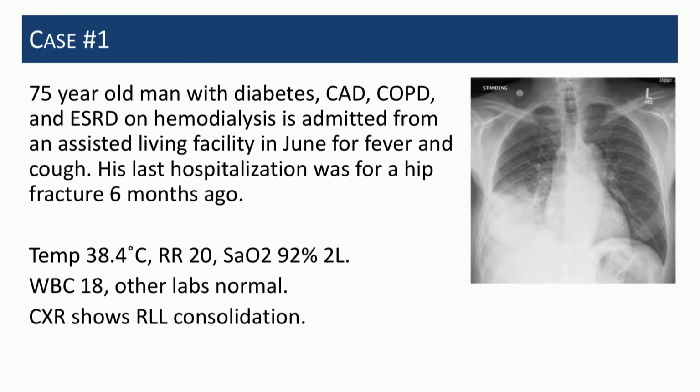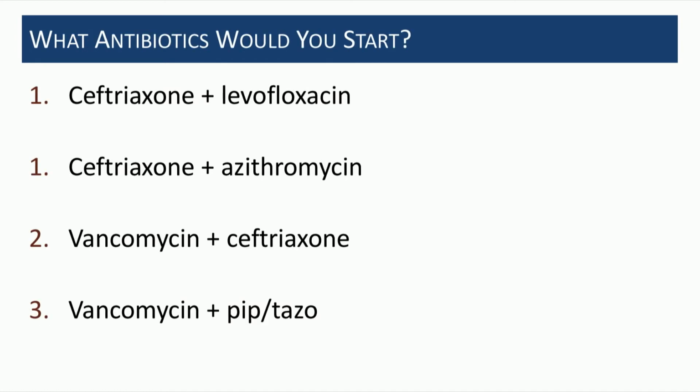Okay, so let's start with the case. A 75-year-old man with diabetes, CAD, COPD, and ESRD on dialysis, admitted from an assisted living facility in June for fever and cough. His last hospitalization was for a hip fracture 6 months ago. He's febrile to 38.4, he has a respiratory rate of 20, he's satting 92% on 2 liters. His white count is 18 and otherwise his labs are normal, and his chest x-ray shows a right lower lobe consolidation. So that's a lot of information. What antibiotics would you start in this gentleman?